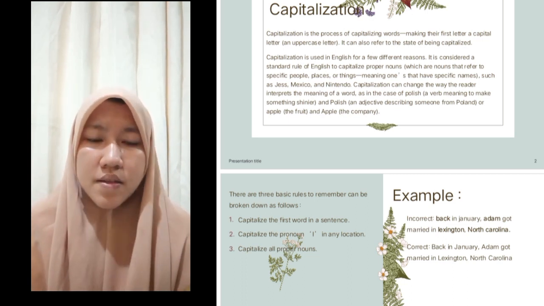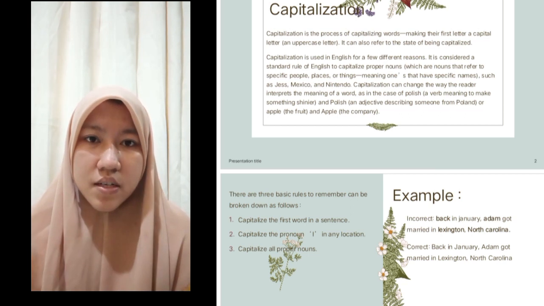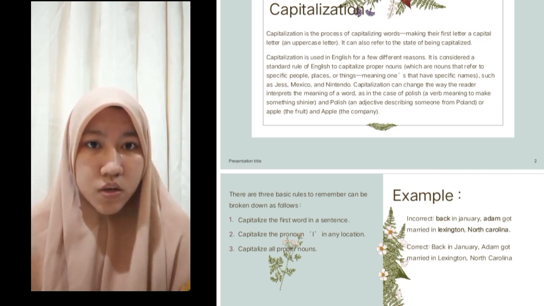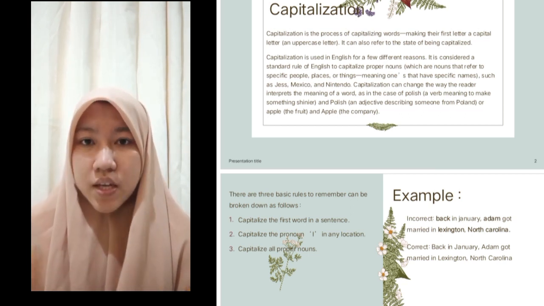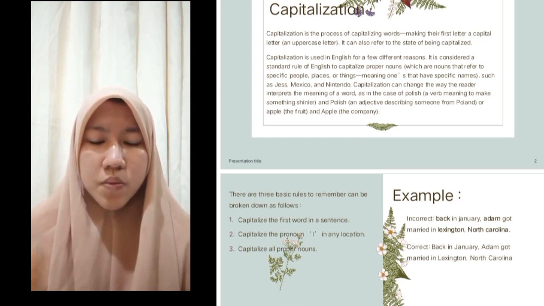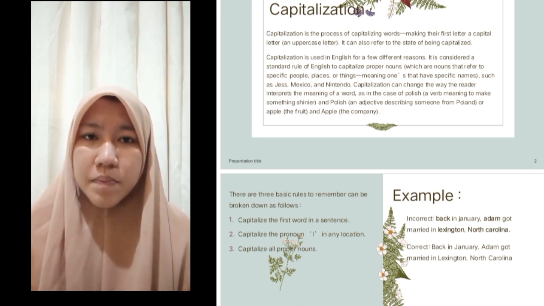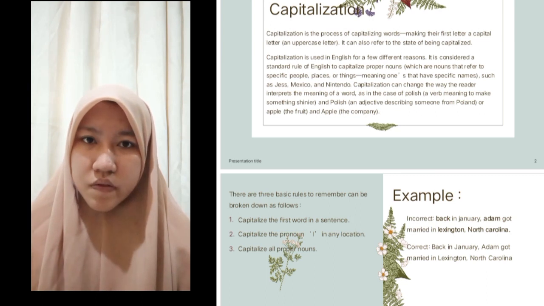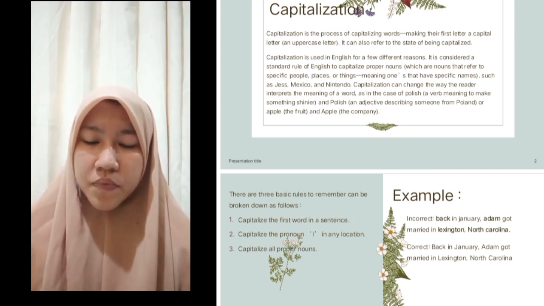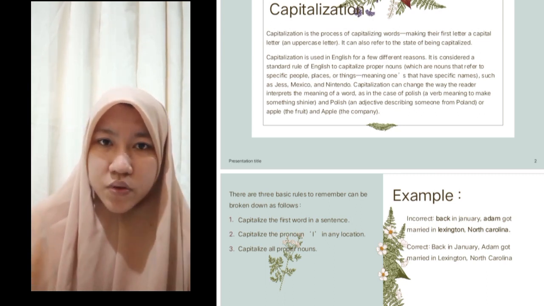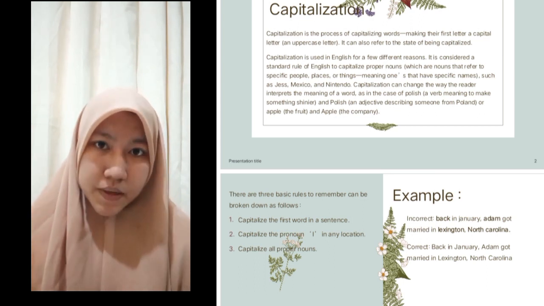Capitalization can change the way the reader interprets the meaning of a word, as in the case of polish as a verb meaning to make something shinier, and Polish as an adjective describing someone from Poland, or apple as the fruit and Apple as the company.